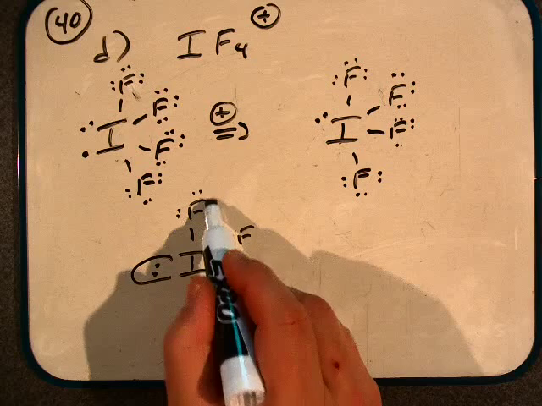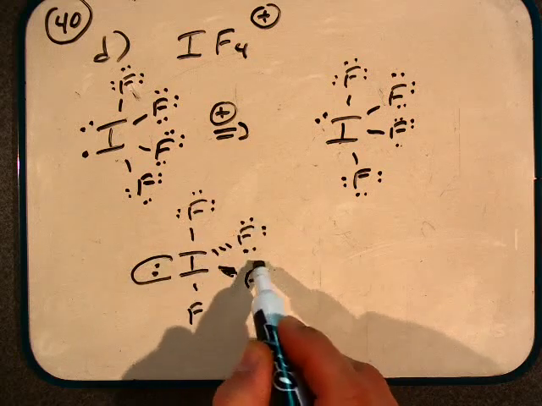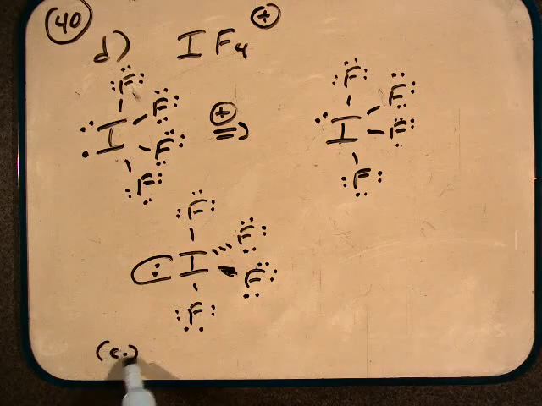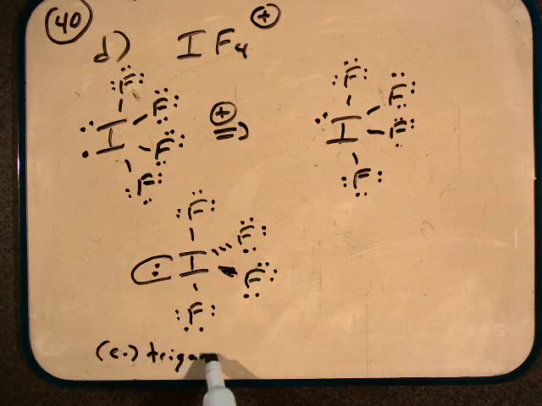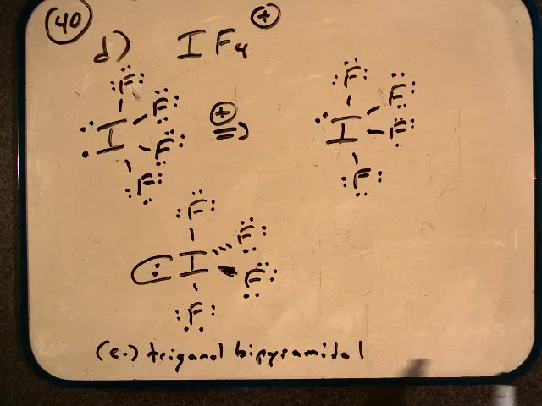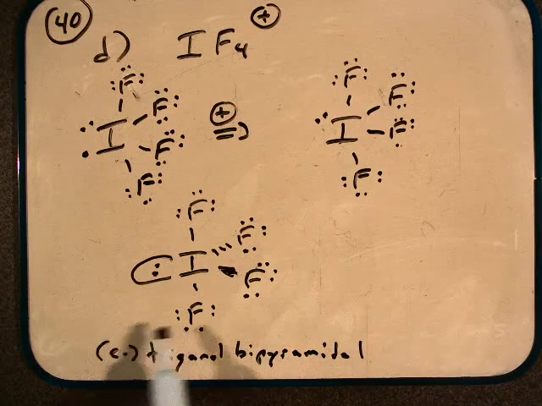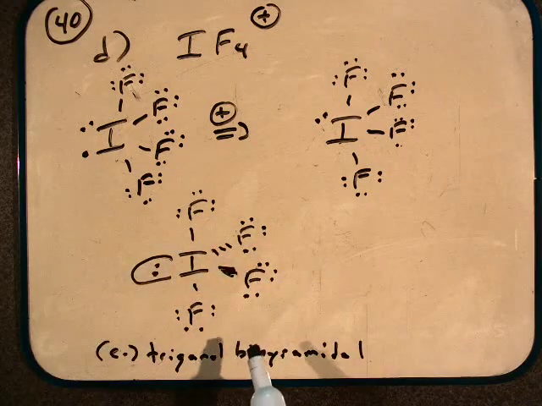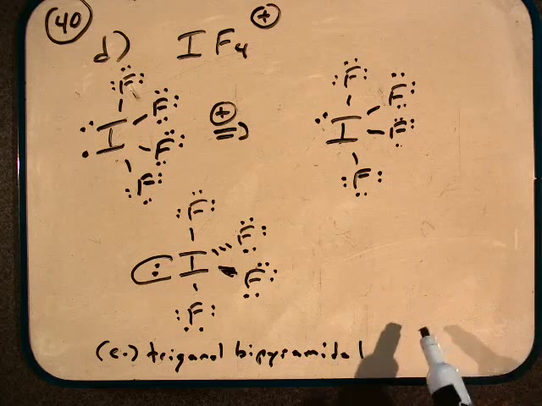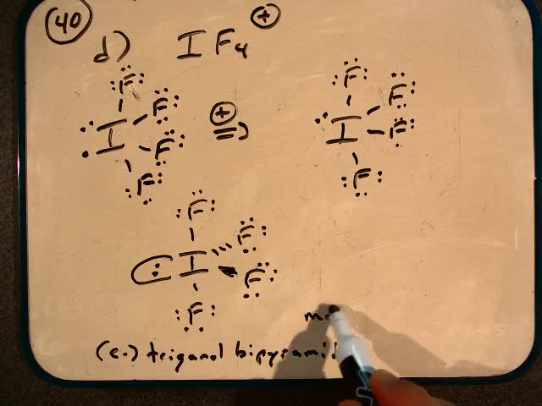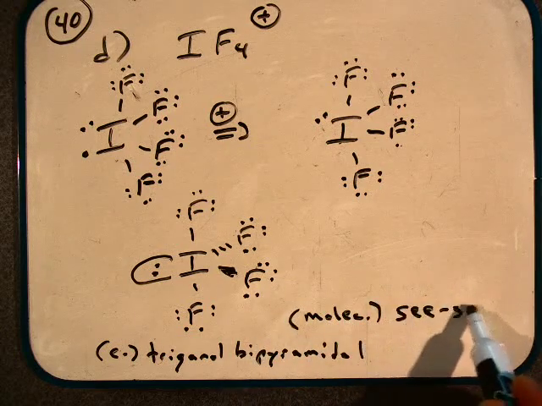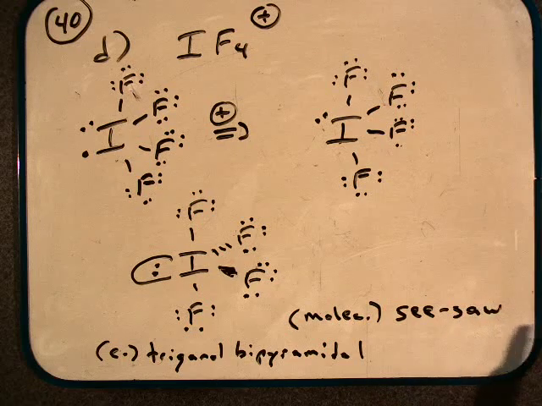And so here we have that electronic geometry of trigonal bipyramidal, since it has 5 different groups surrounding that iodine. But when we look at the molecular nomenclature, because of that lone pair, this actually has the shape known as a seesaw.